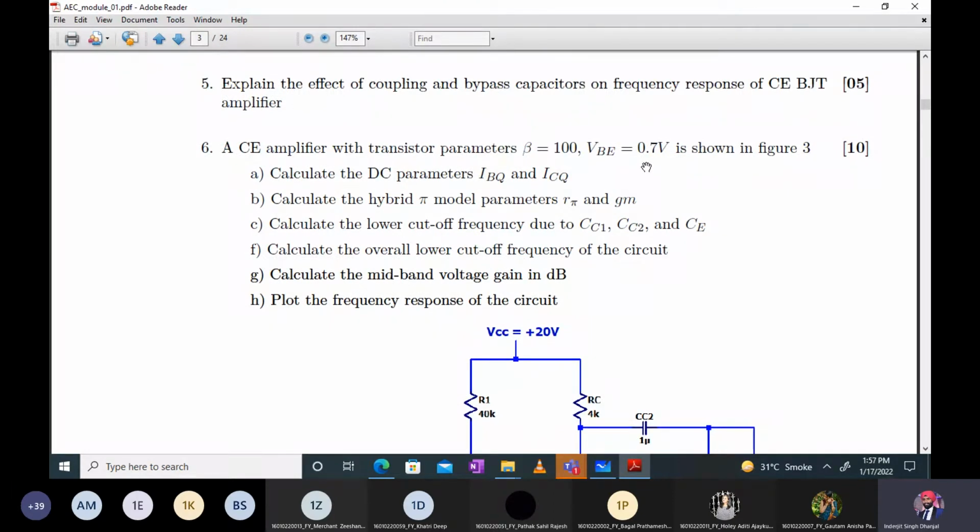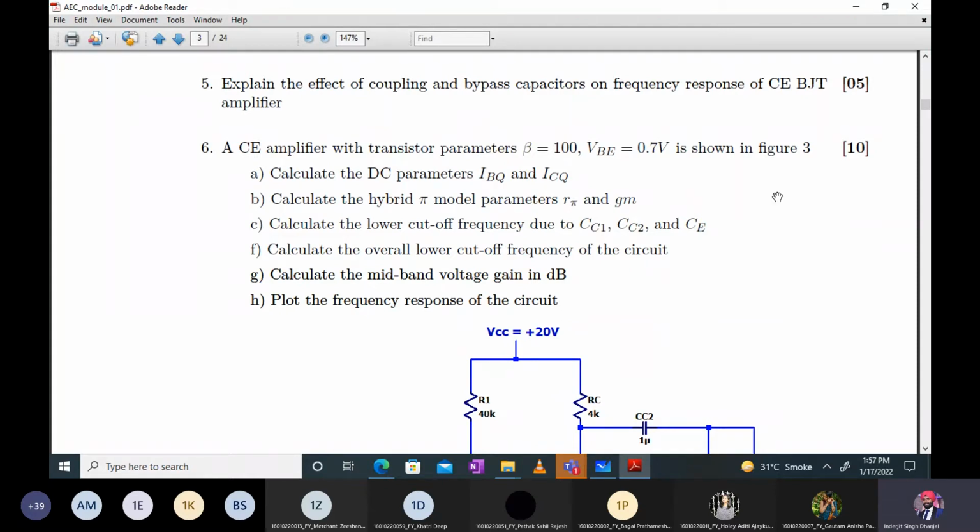They are asking us to calculate the DC parameters IBQ and ICQ. Then the hybrid model parameters rπ and gm. Then we have to calculate the lower cutoff frequency due to CC1, CC2 and CE, and then calculate the overall lower cutoff frequency of the circuit. Then calculate the midband voltage gain in dB and plot the frequency response. So this is a 10 marks numerical. Okay. So now let us begin one by one.